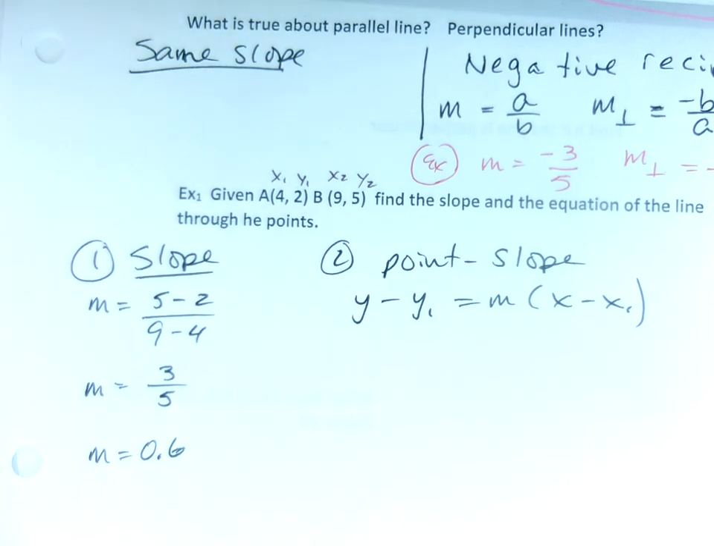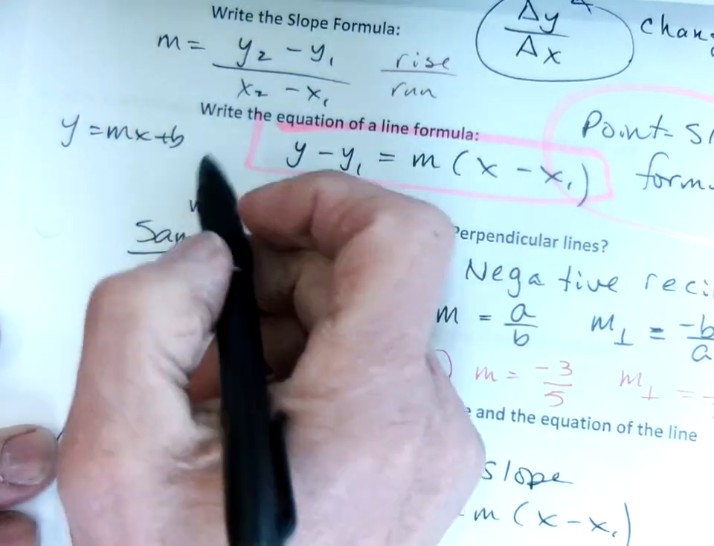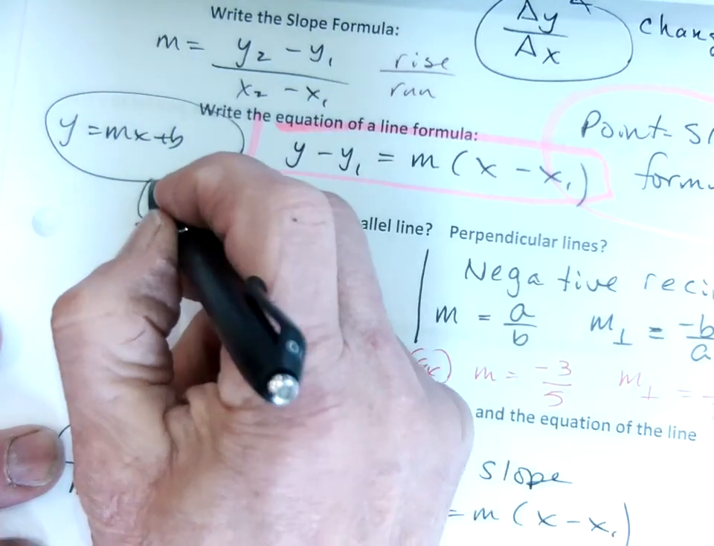So, I need an equation. It eventually needs to look like that, okay? Does that make sense? Eventually I want it to look like that. Let's see if we can make it look like that, okay?